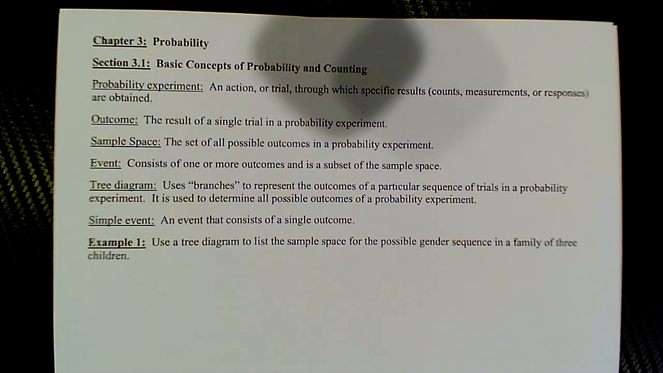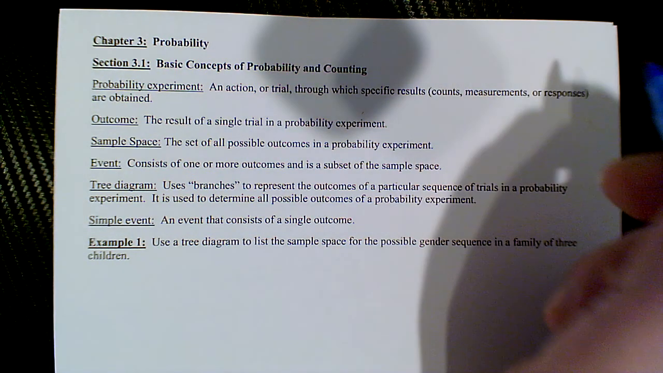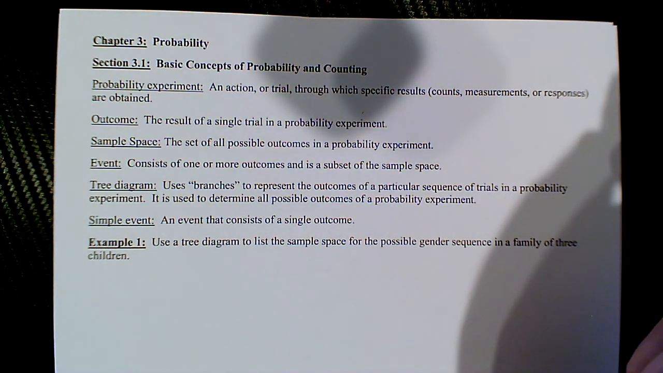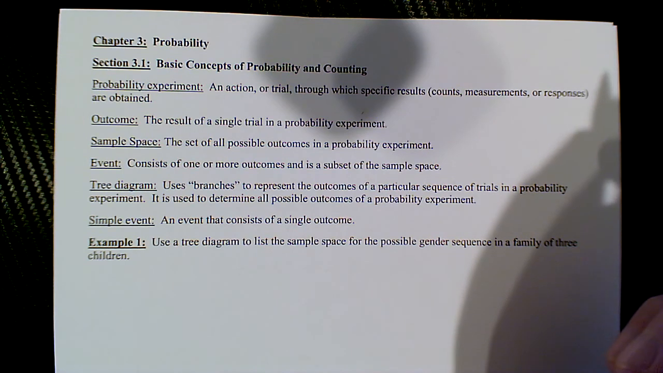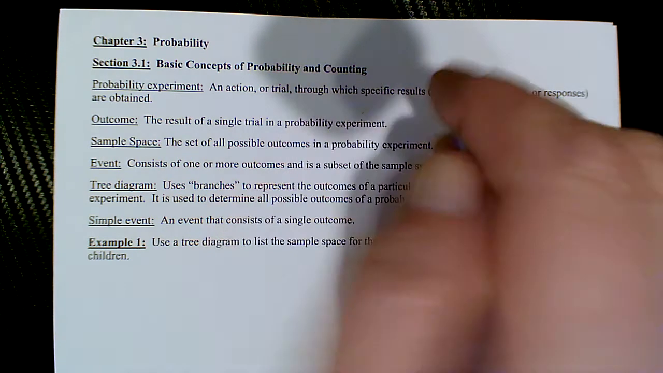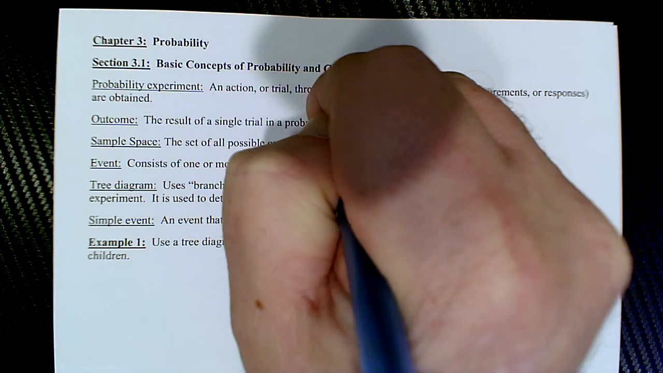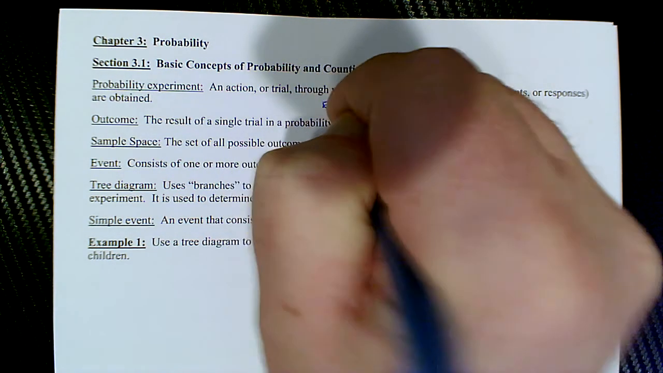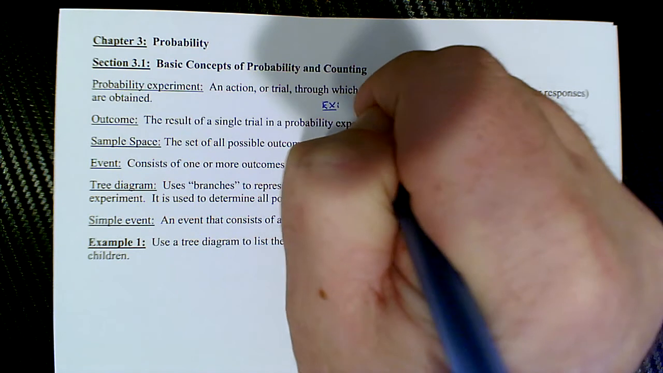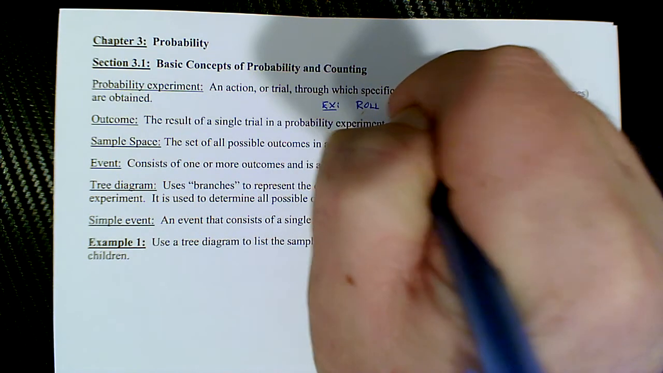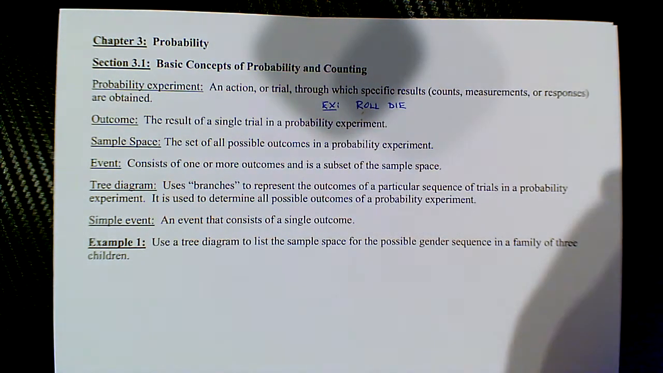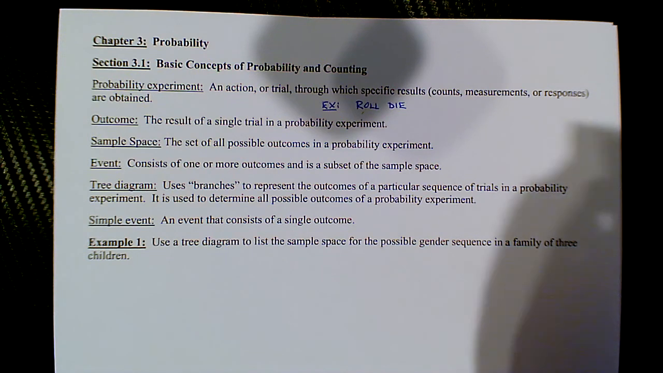Hello everyone, this is Chapter 3, Probability, and beginning in Section 3.1 we look at the basic concepts of probability and counting. First we define a probability experiment, and you could read the formality there, but an example might be rolling a single die. Then an outcome is the result of a single trial.